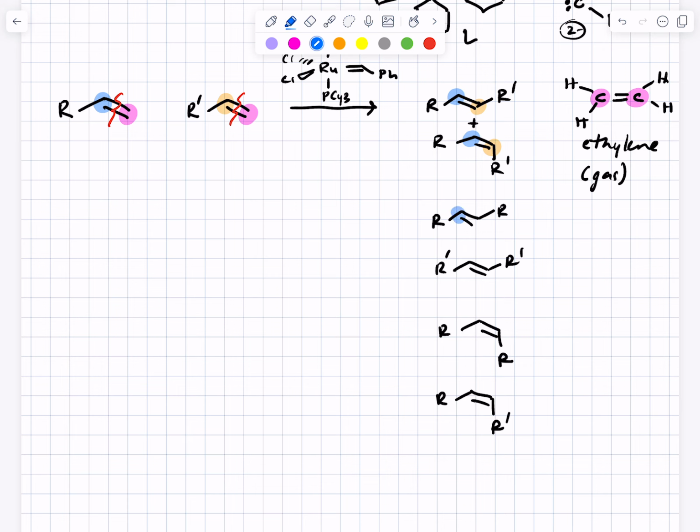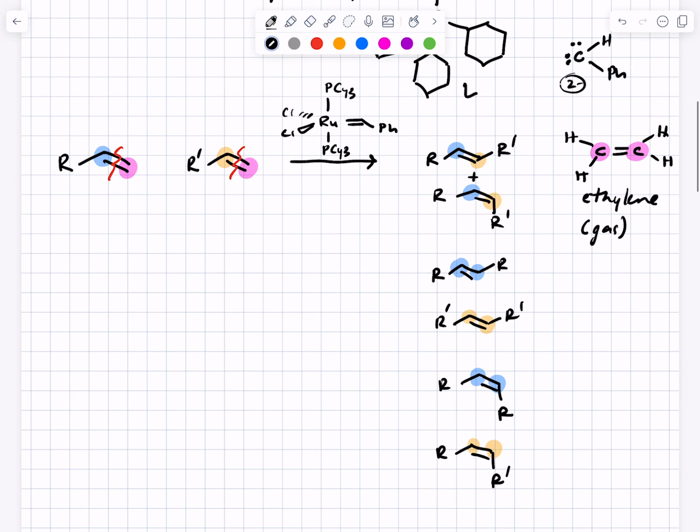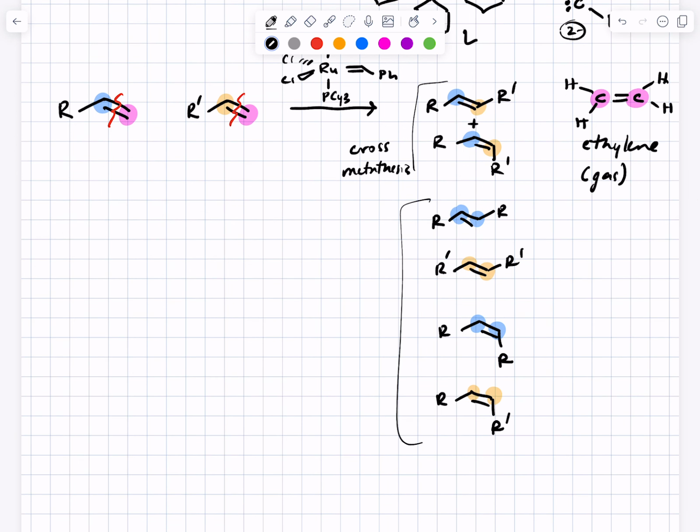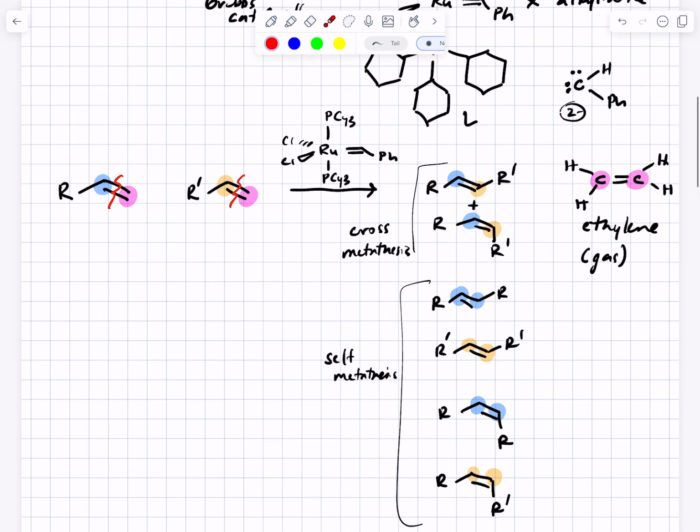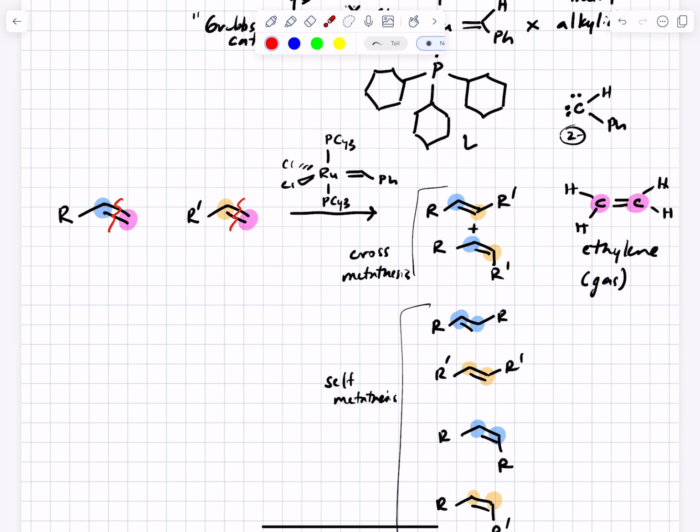Only slightly less messy. These two are examples of what we're going to call cross-metathesis products. And these are examples of self-metathesis products. The reason that pink isn't involved is because pink is going to remove itself from the equilibrium by making ethylene and bubbling out.